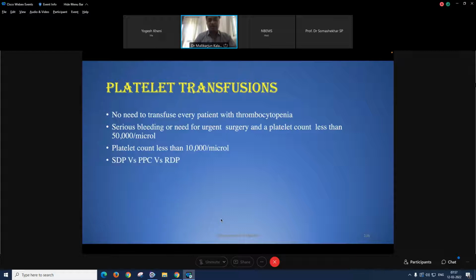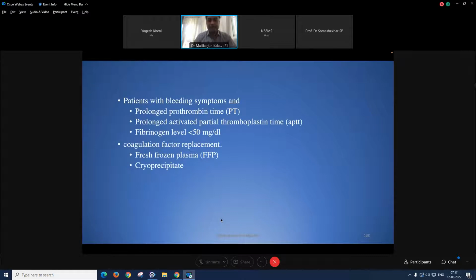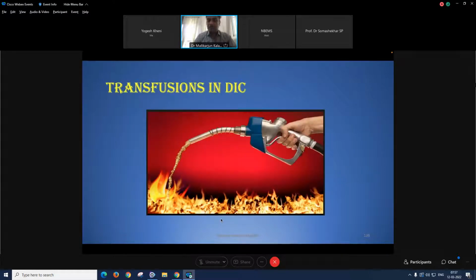And again, people ask us which is better. Single donor platelet is always better compared to pooled platelets or random donor platelet. And patients who have bleeding symptoms and have overt coagulopathy with prolonged PT, PTT, or hypofibrinogenemia would need correction with fresh frozen plasma or cryoprecipitate, depending on the clinical setup. So the goal is to reduce bleeding and not to normalize coagulation tests. That is something that needs to be remembered in treatment of DIC. And we can't just keep giving them blood without reason, because that might actually worsen the DIC.